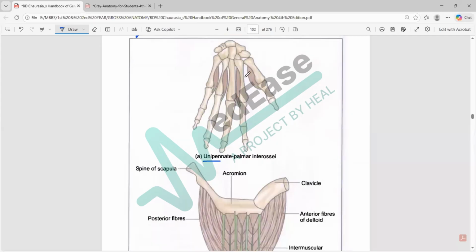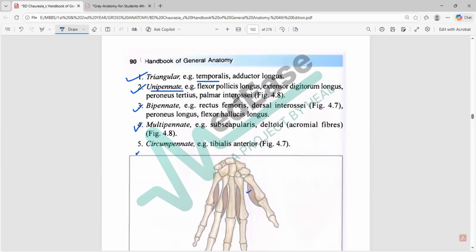This is our unipennate, which will be containing only one side of the fan of the muscle fibers, and this will be containing the flexor pollicis longus, palmar interosseous, whereas bipennate will be having the fan on both sides, the rectus femoris and dorsal interosseous, whereas multipennate will be containing the feathers or the wings present all over the muscle. This includes the deltoid, and the circumpennate will be mainly specifically related to the tibialis anterior mainly.